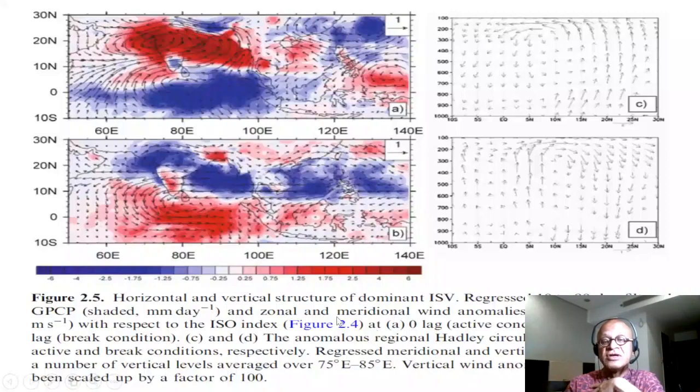You can get this. So this is at zero lag, so that's the active condition, and you can see here the rainfall is positive with the cyclonic intraseasonal anomaly in circulation, and over the deep tropical region, especially focused on the eastern Indian Ocean and southern tropical Indian Ocean, of course you are crossing into the southern hemisphere, so you have to be careful, but you have the anticyclonic circulation. So you have this phasing of north-south structure.